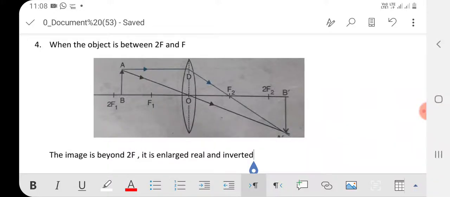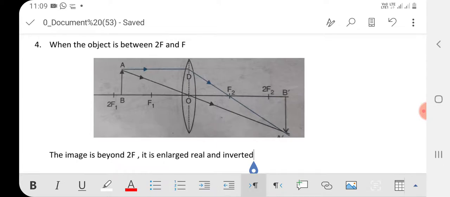The next one, the image formation of object, which is in between 2F and F. We can see in the diagram the object AB is in between 2F and F. As we have to follow the same rules to draw the diagram, the ray of light passing through optic center and the parallel ray of light after refraction passes through focus, and wherever they are meeting, you can see this A dash B dash is the image which is inverted. So the image is beyond 2F when the object is in between 2F and F.